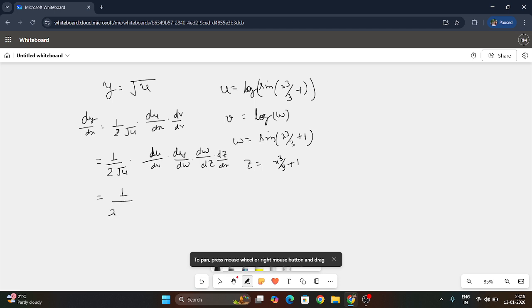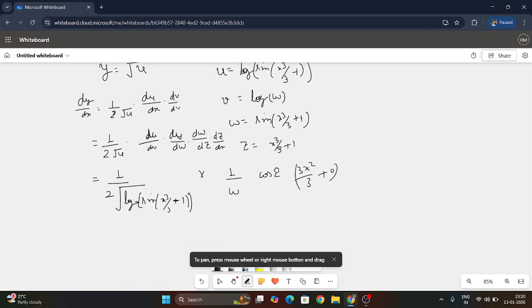1 by 2 root of log sine x cube by 3 minus 1, and multiply by du by dv. Du by dv is going to what? 1 by w, and dw by dz is going to what? Cos z. dz by dx is going to what? 3x square by 3 plus 0.